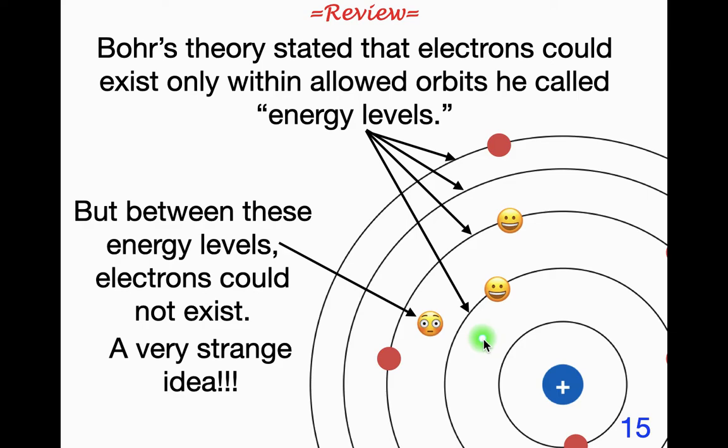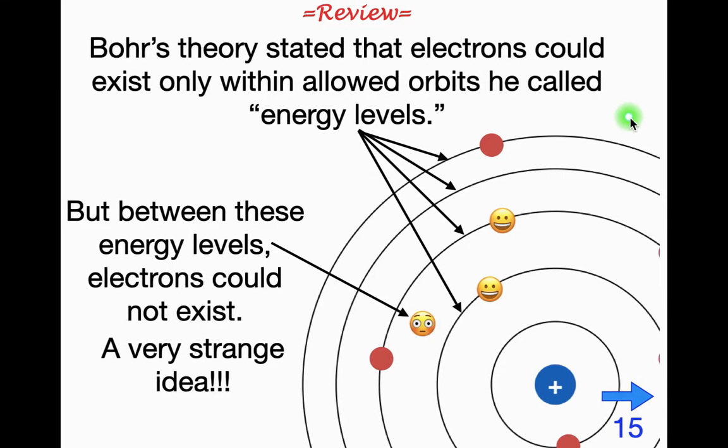But using this idea, Bohr was able to explain the emission spectra of the lines. If the electrons could be any distance, as we'll see, then every atom would give off a continuous spectrum, would give off all colors. But because the electrons can only exist at allowed energy levels, that explained why every element gives off a unique series of emission lines.